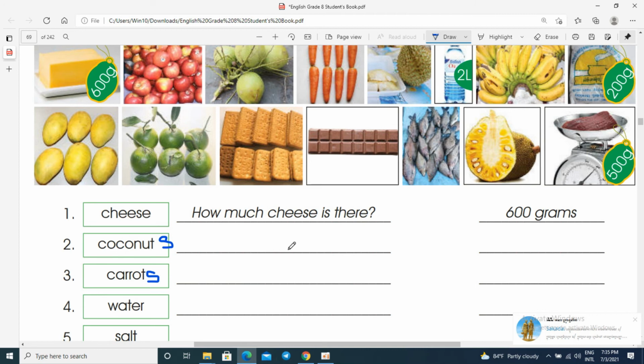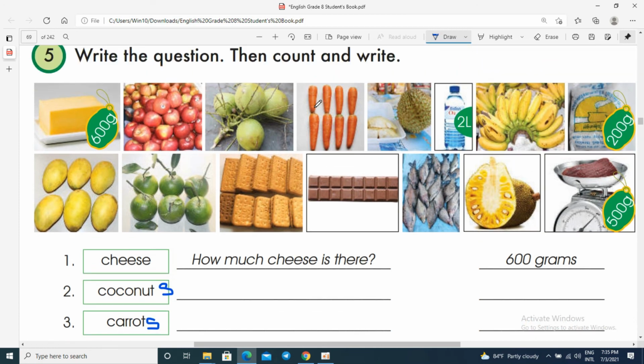With plural nouns, we use how many with are, are there. And we count: how many can you see, right? Okay, eight. Sure, eight carrots.